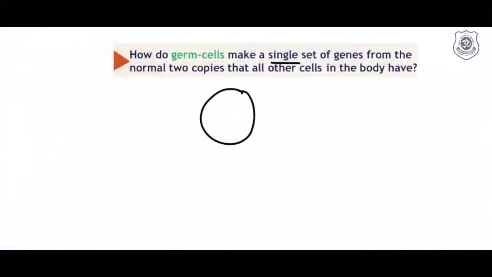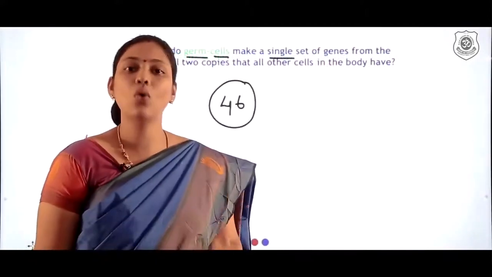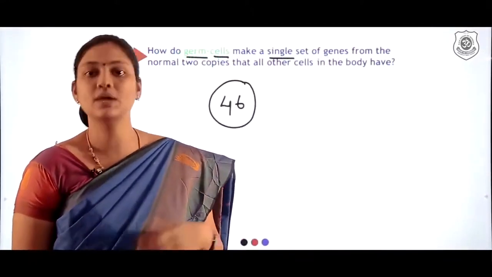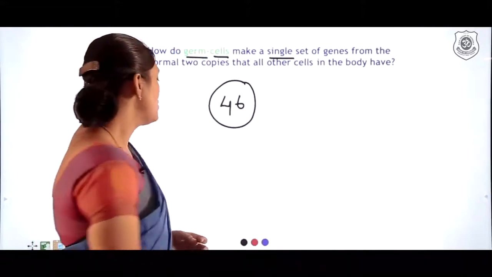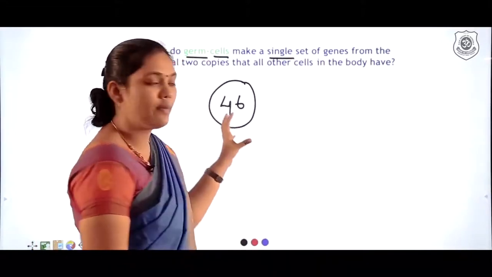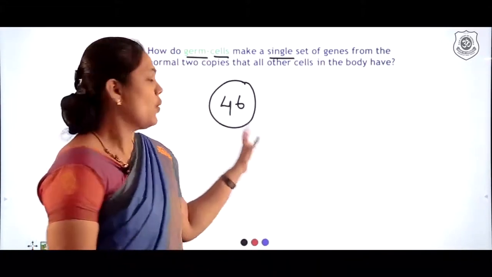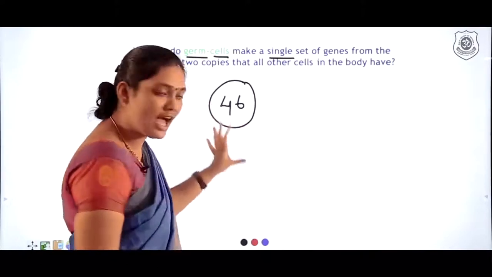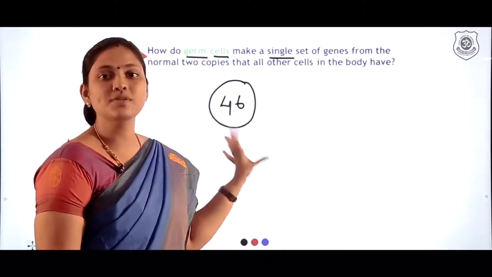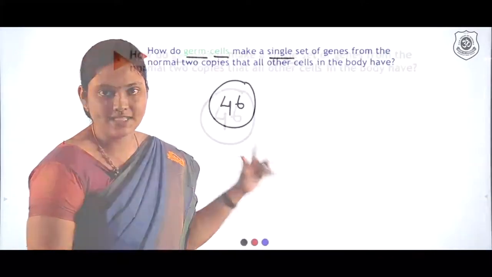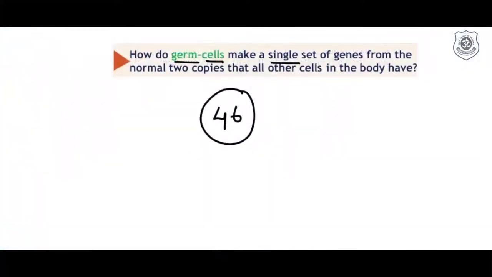How many pairs do we have? 23. Excellent. Now what happens here is, germ cells are the cells which are present in the gonads, in the ovaries or in the testes, reproductive organs in simple terms. So the cells present in the gonads are called germ cells. These germ cells have the same number of chromosomes as all our body cells have. What does the question ask you? How do they produce a single set of genes?